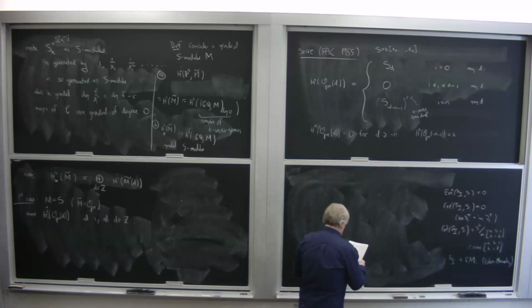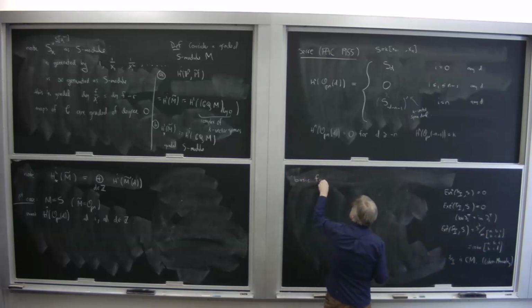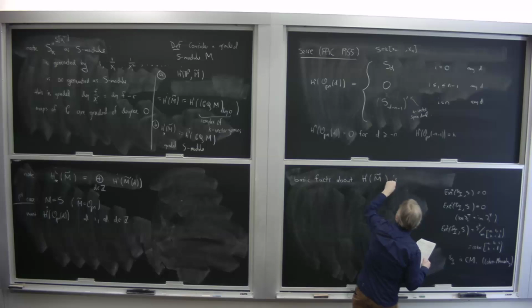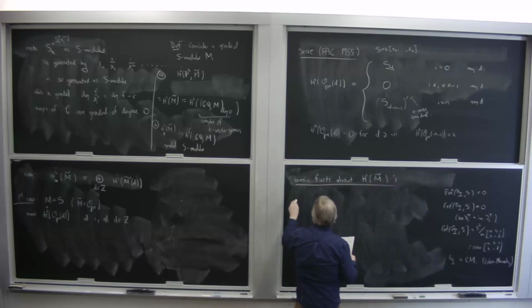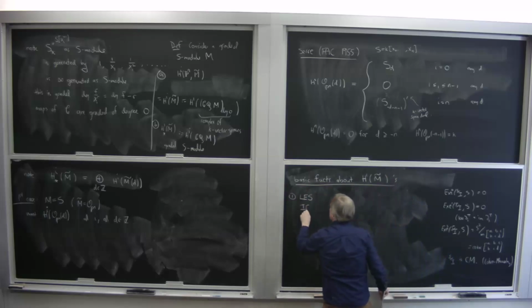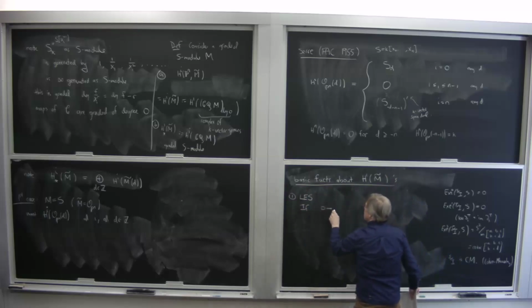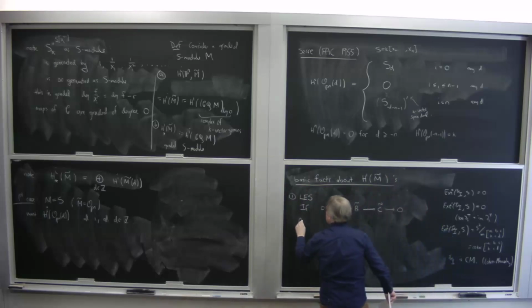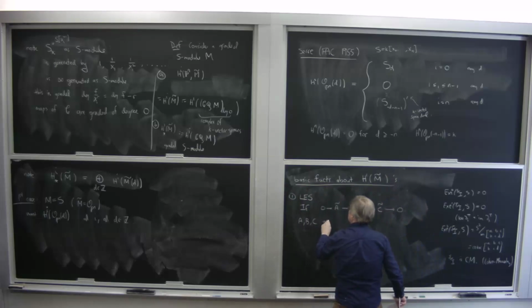And so here are some other basic facts about H^i of M tilde. One of them is the long exact sequence. Suppose we have 0 to A tilde to B tilde to C tilde to 0, where A, B, and C are graded S-modules.